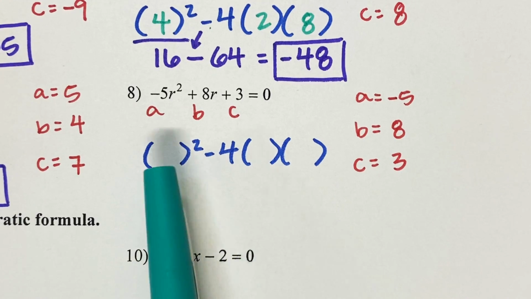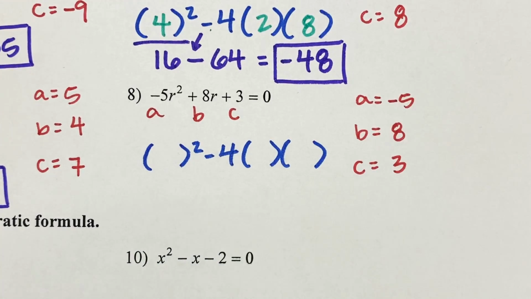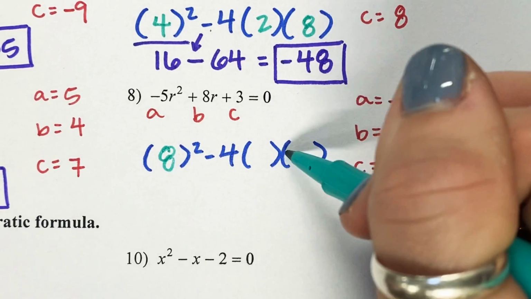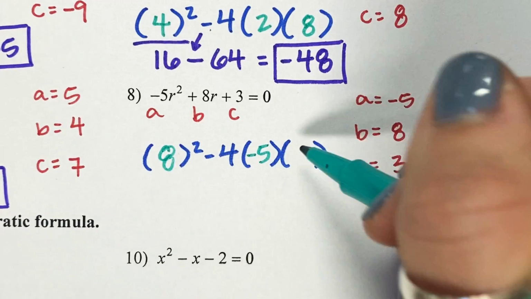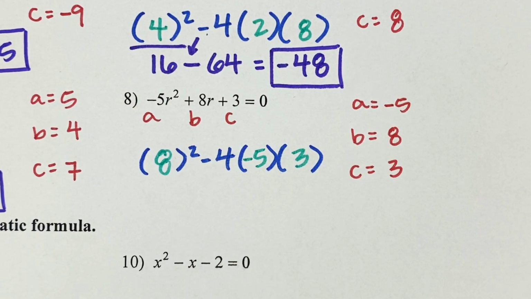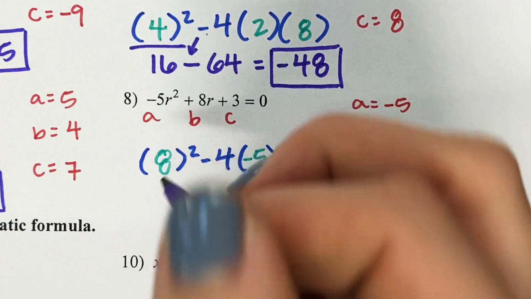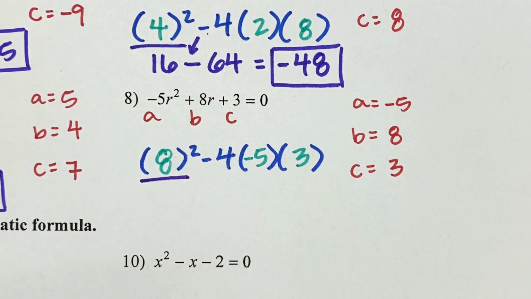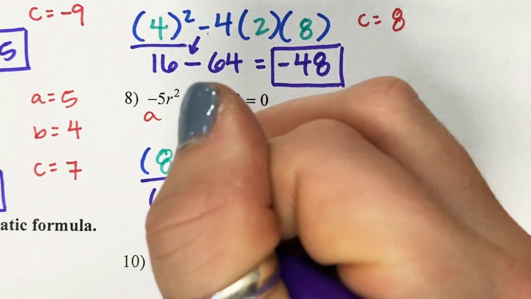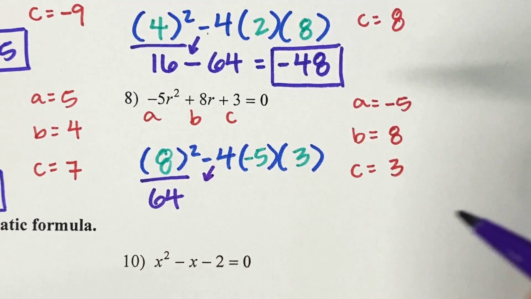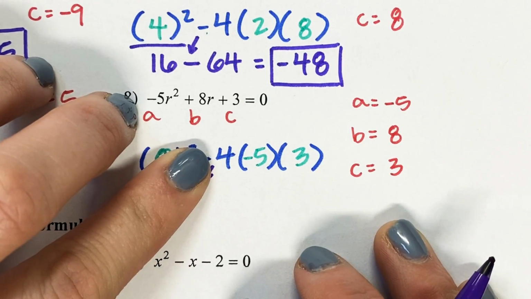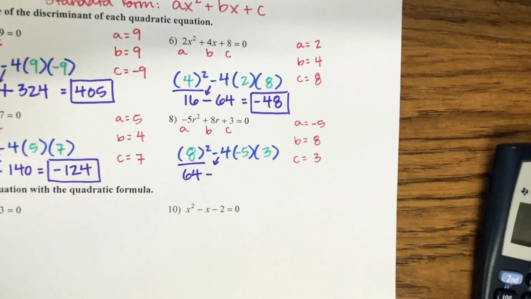So my B squared, right? B comes first, so my B is 8 minus 4 times A. A is negative 5 times C, which is 3. Okay, first piece, 8 squared. 8 times 8. It's going to give me 64. Subtract the next piece. My next piece is 4 times negative 5 times 3, which I'm going to do in my calculator.